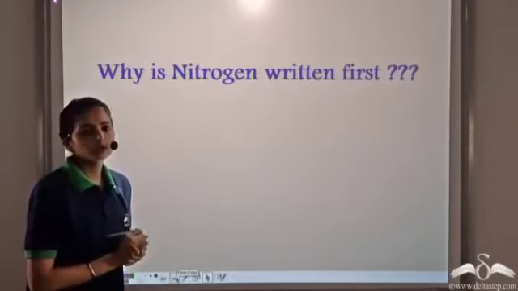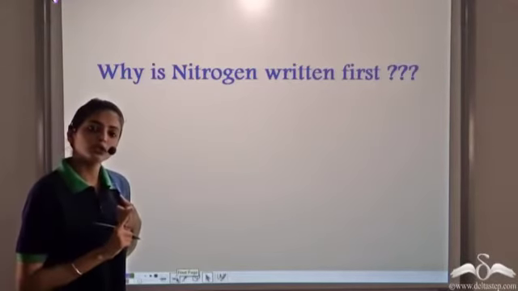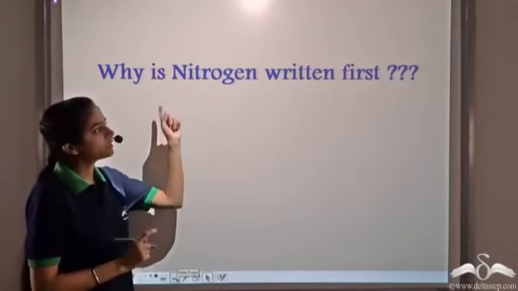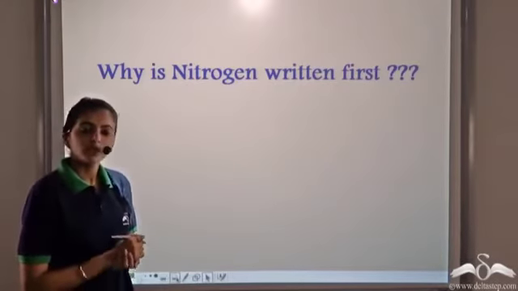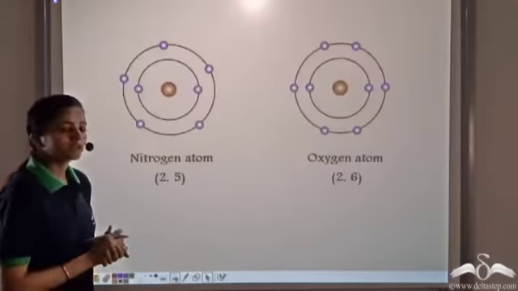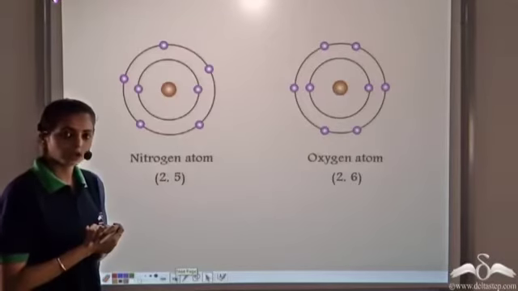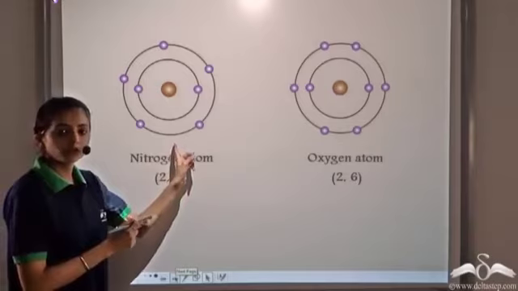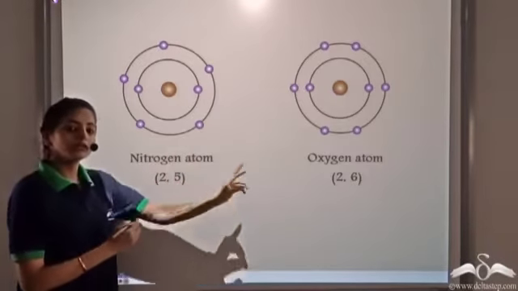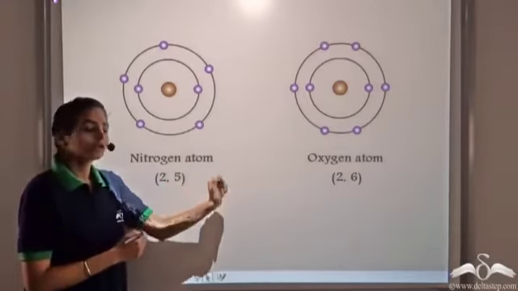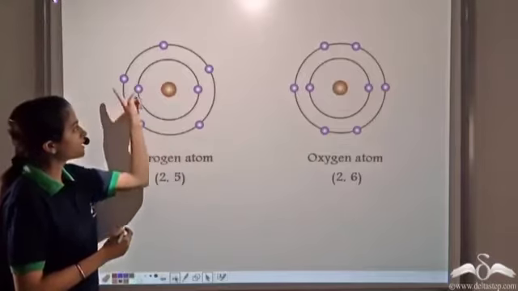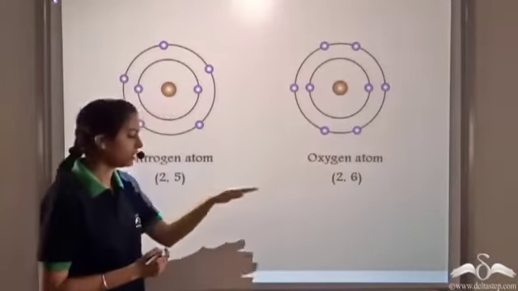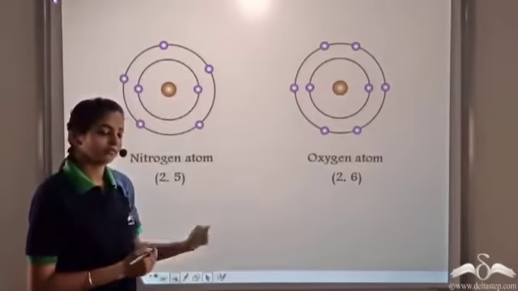Now we had both non-metals, that is, nitrogen was a non-metal and oxygen is also a non-metal. So which one do we name first? Why did we name nitrogen before oxygen? This is because we have seen in the case of metals and non-metals also, we write the element with a lesser number of valence electrons before the one which has a greater number of valence electrons. In nitrogen, there are 5 valence electrons, and in oxygen, there are 6 valence electrons. That is why we write nitrogen before oxygen.